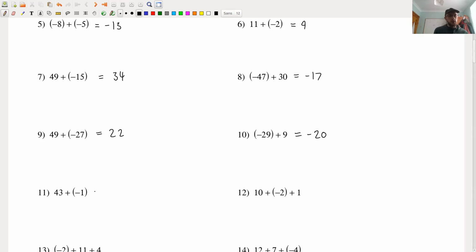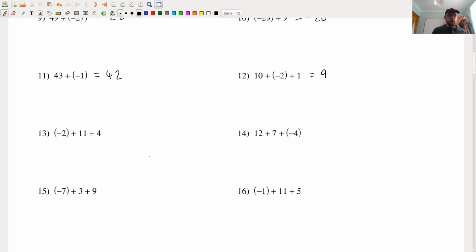43 add negative 1 is 43 take 1, which is 42. 10 add negative 2 add 1 is 11 take 2, which is 9. Negative 2 add 11 add 4 is the same as negative 2 add 6, negative 2 add 15, which is 13. 12 add 7 add negative 4 is 19 add negative 4, which is 19 take 4, which is 15.